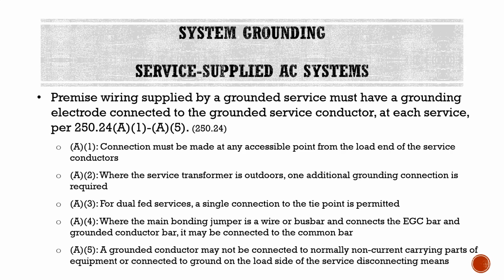So what this means, to our A4, what it was talking about a little bit there, is that all this achieves is that we're connecting our grounding electrode conductor to our grounded service conductor. In other words, our grounding and grounded conductors are going to be connected at the service disconnecting means. A5 tells us anything past that service disconnecting means, we can't connect our grounded conductor to a normally non-current carrying part of equipment or connect it to ground. So in an AC system, there's only one place that we can connect our grounded and grounding conductors together, which is at the service disconnecting means.